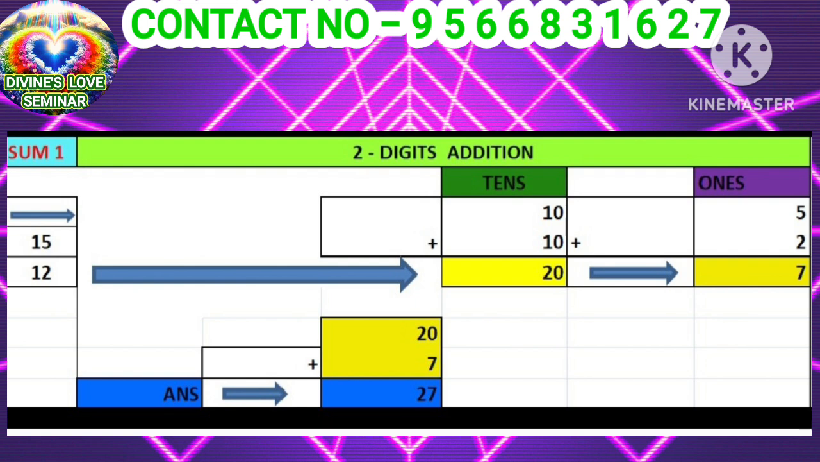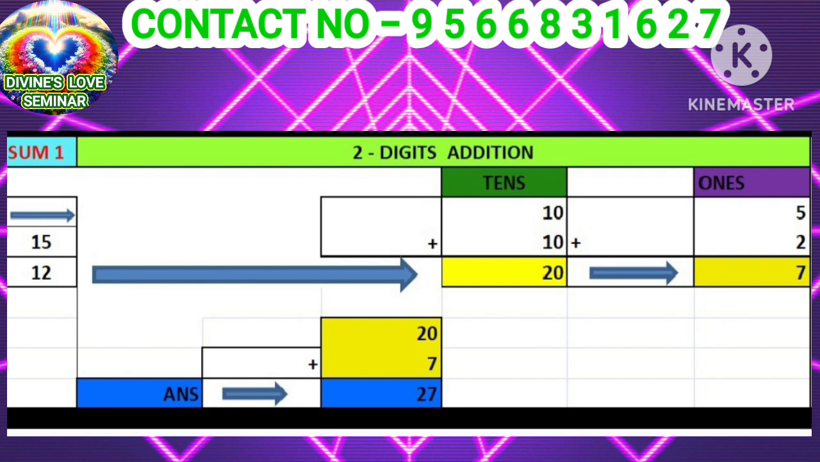So, 10 plus 10 is 20. Keep it in your mind. In the ones place, 5 and 2 make 7. Keep that in your mind like this. You just have to write it for your understanding only. I put it in this format. How should we calculate? Just see.